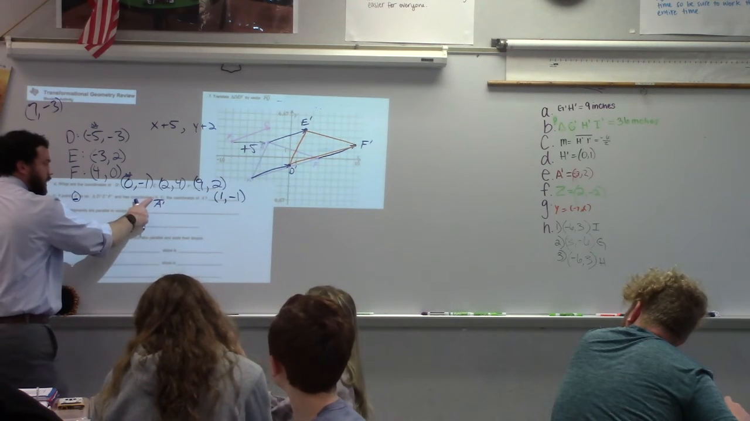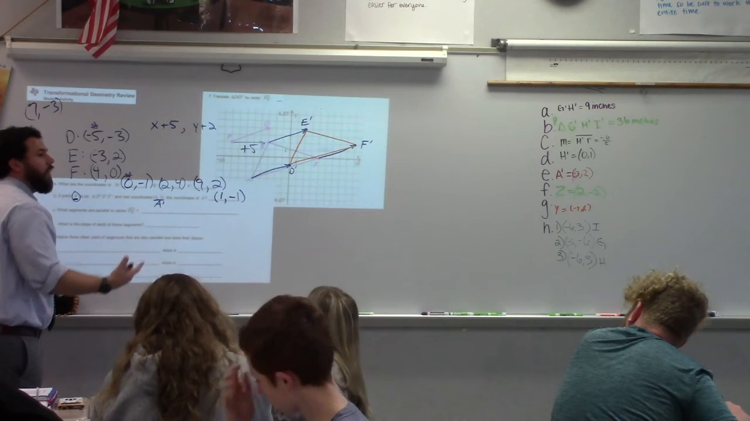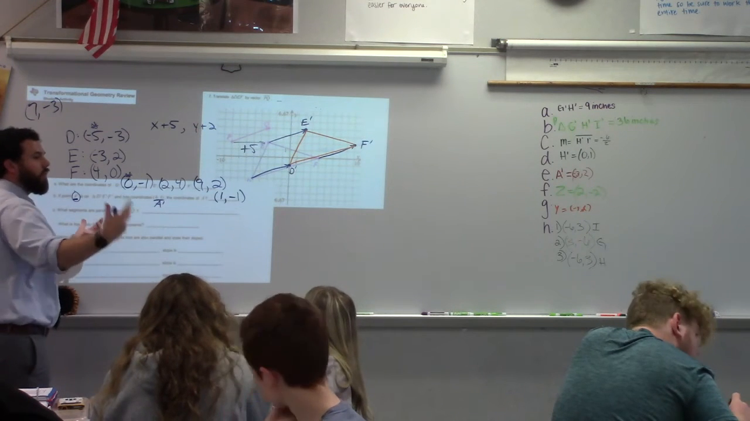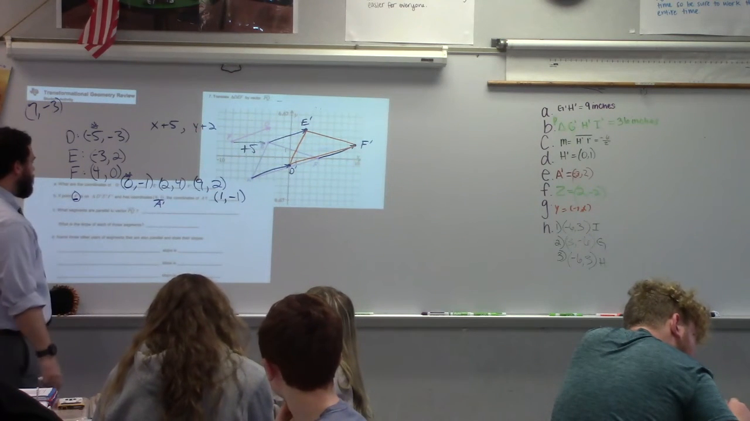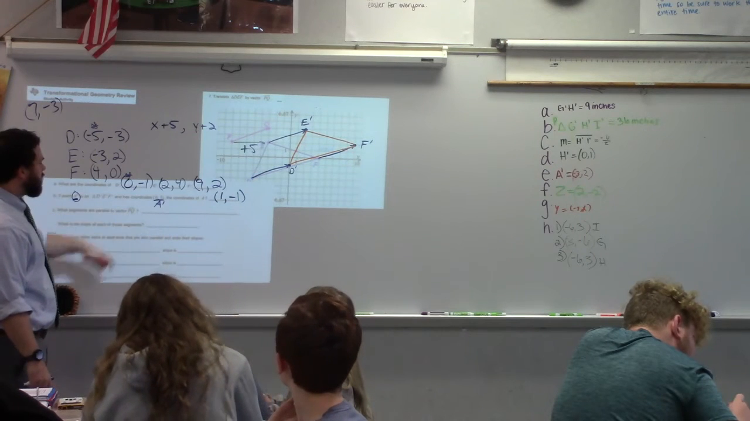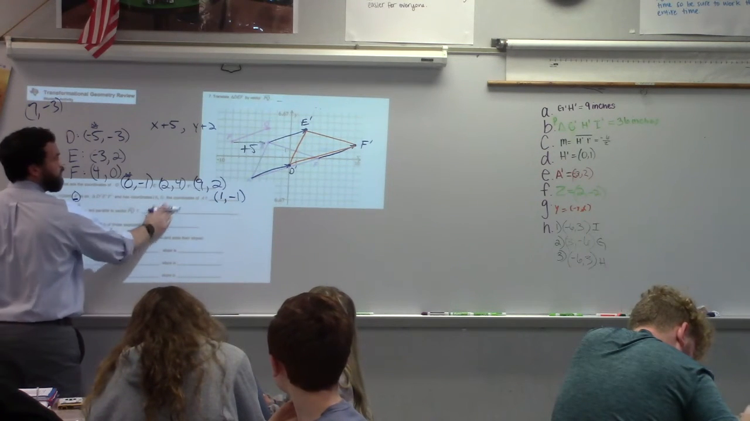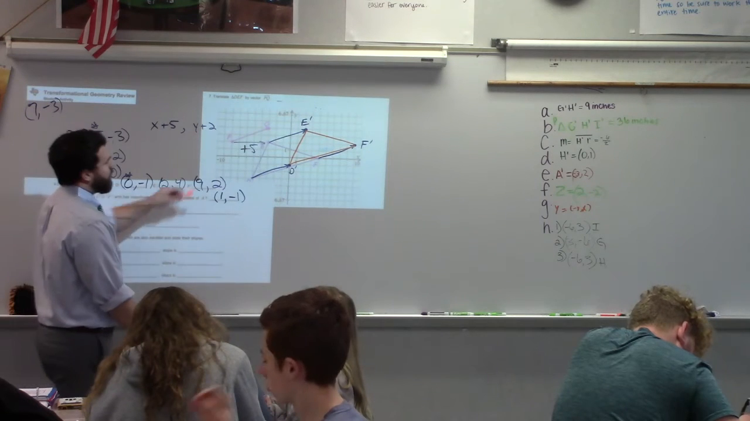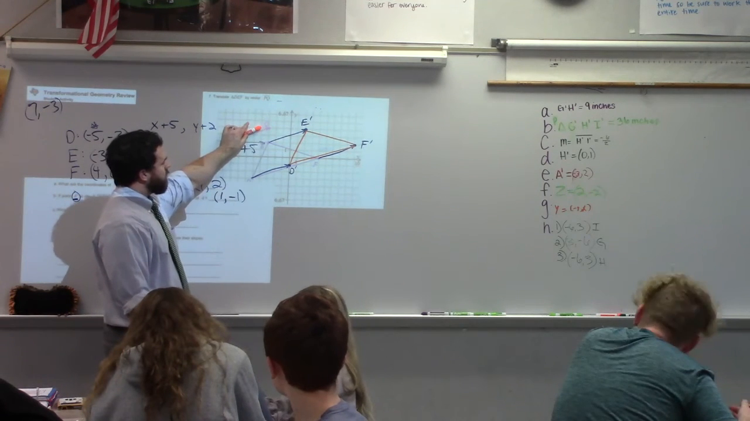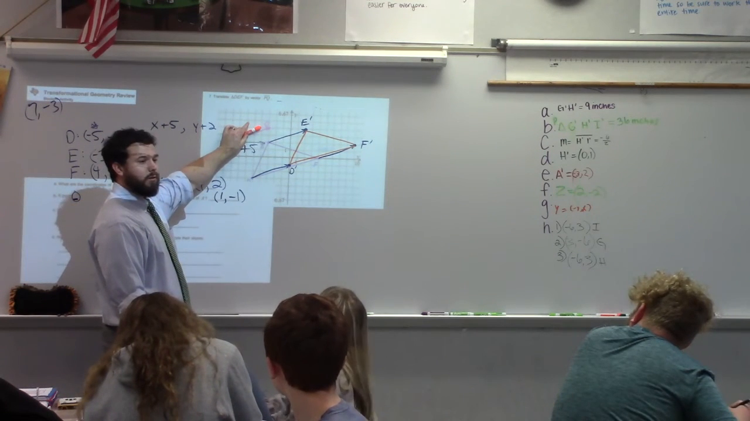Like, we're given this right here. I'll never expect you to just make it up. I'll give you either the image or the pre-image. So what segments are parallel to vector PQ? See how PQ is right here? What's parallel to it? What is it?